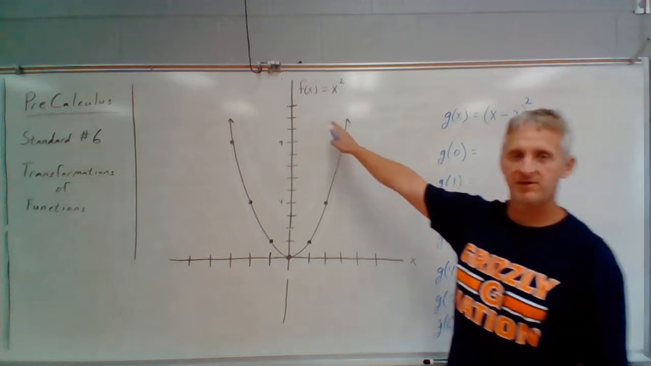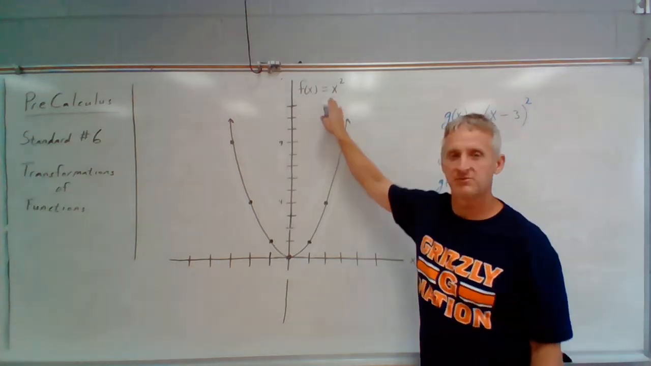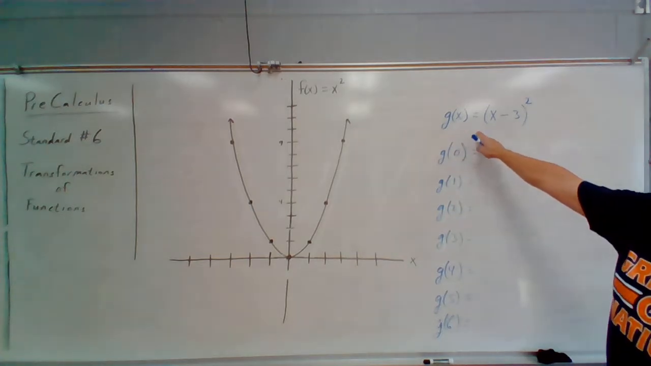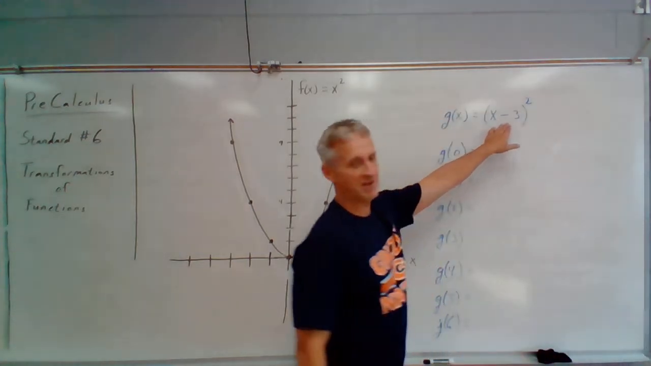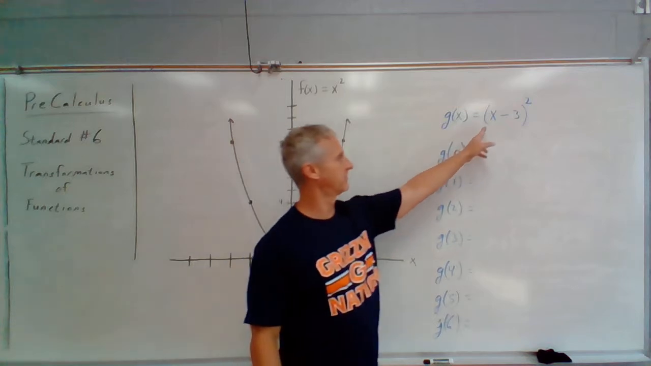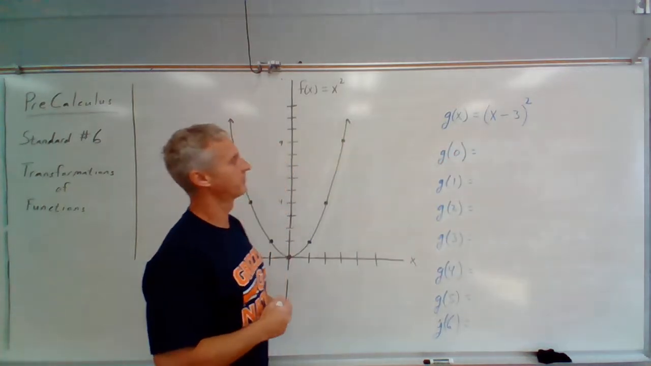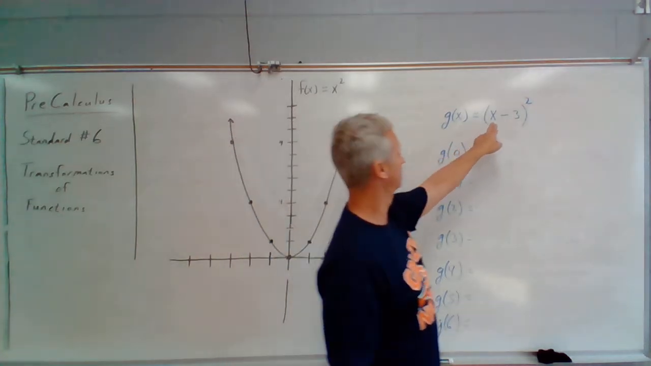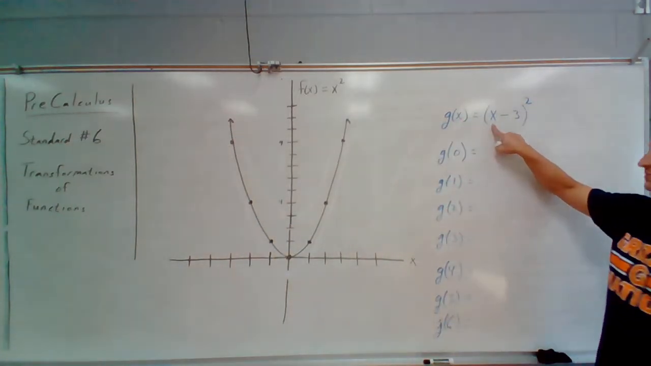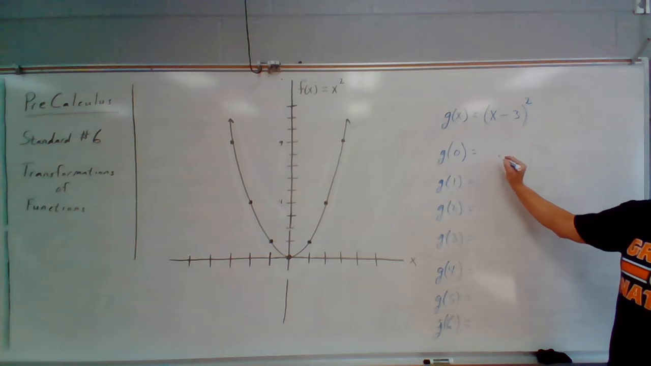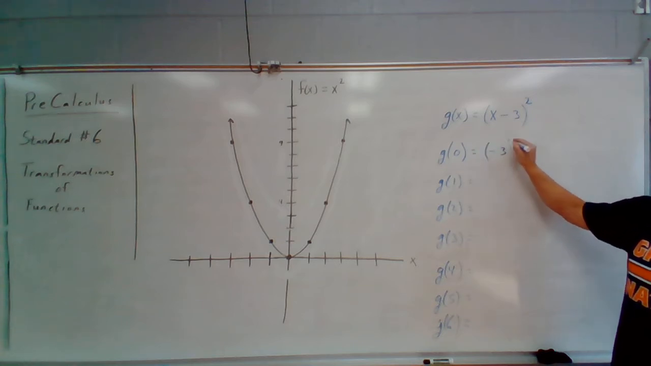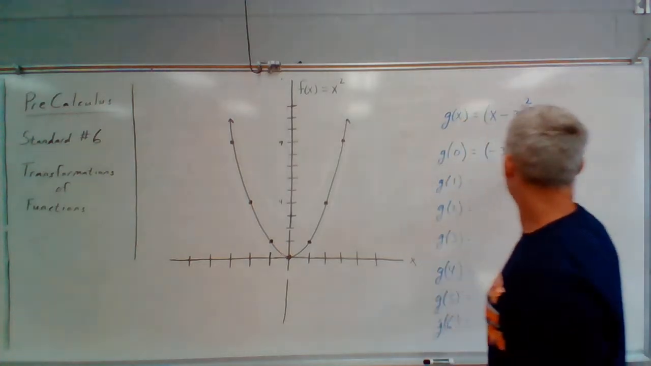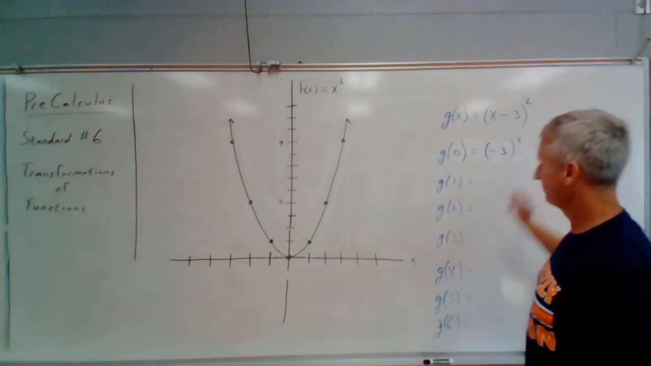Alright, so again I have the original black function, f of x equals x squared, graphed for you. Let's graph this new function g. Notice that the minus 3 is inside of the parentheses, so x minus 3 all squared. Let's find g of 0. If I plug 0 into this function, I'll have 0 minus 3 is negative 3 squared, and negative 3 squared would be 9.